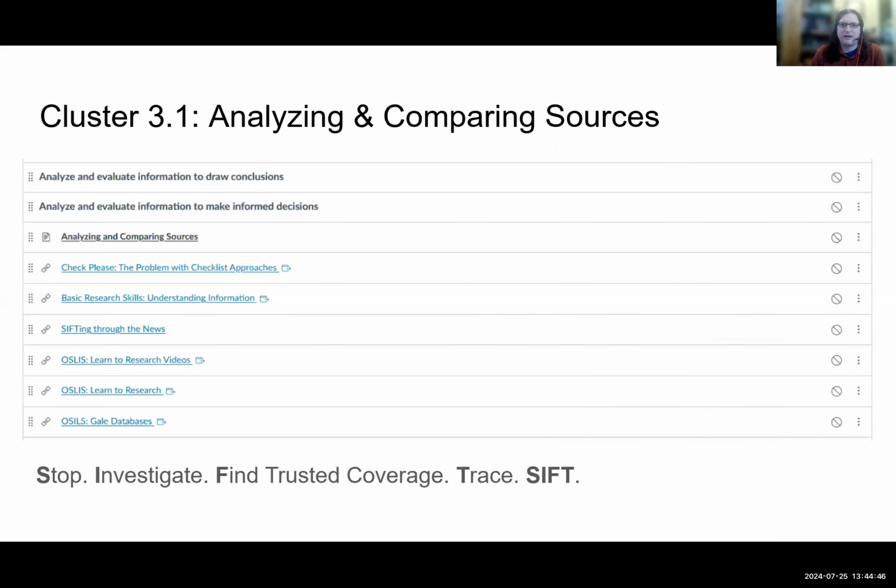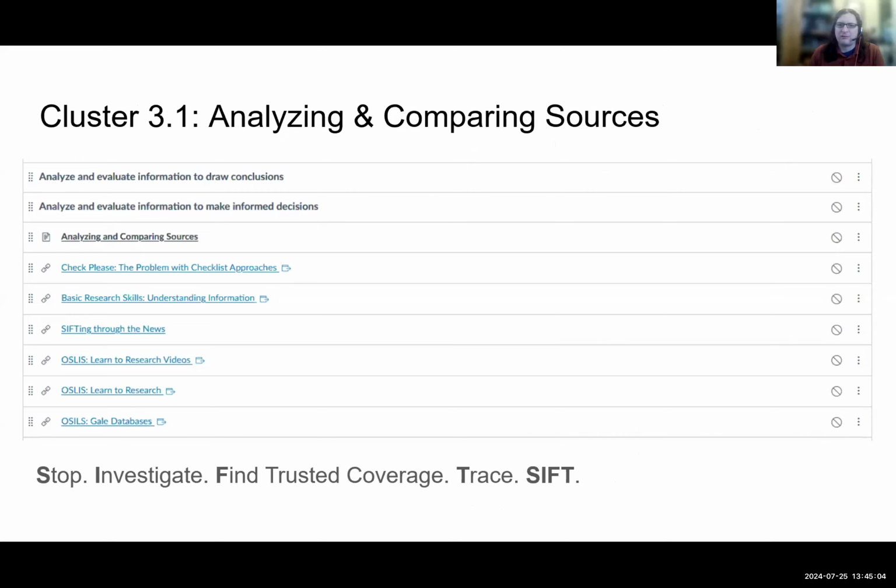Each module is divided into learning objective clusters based on the guiding standards. Clusters contain text, sample assignments, and short videos. And in this module, we have 3 clusters, the first of which is shown on the screen. This cluster is about analyzing and comparing sources.